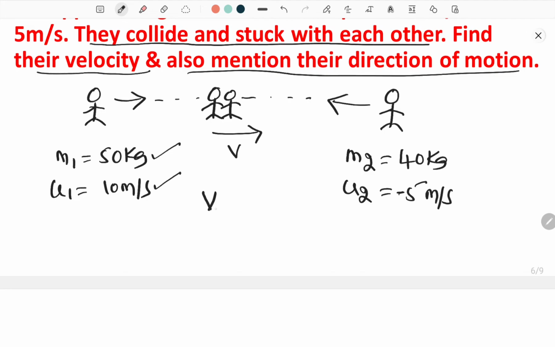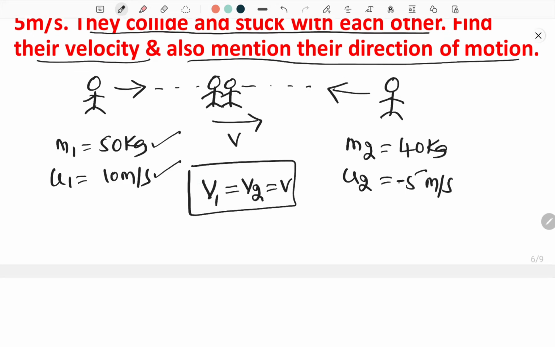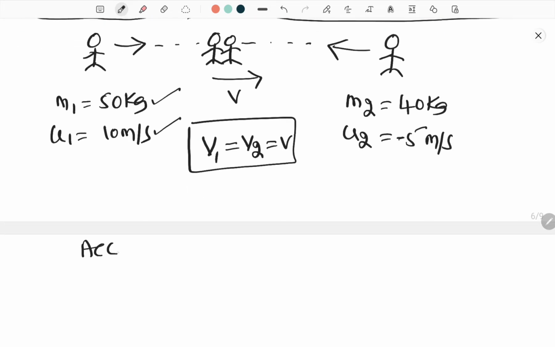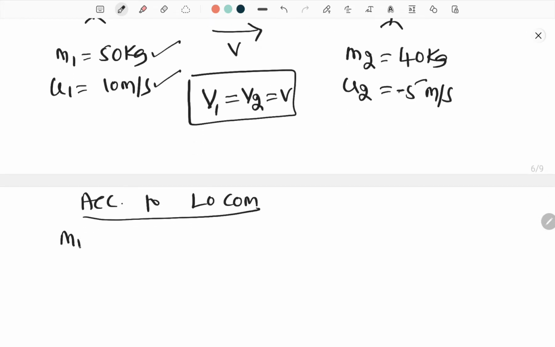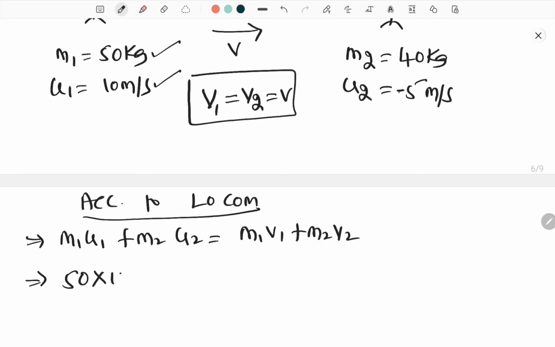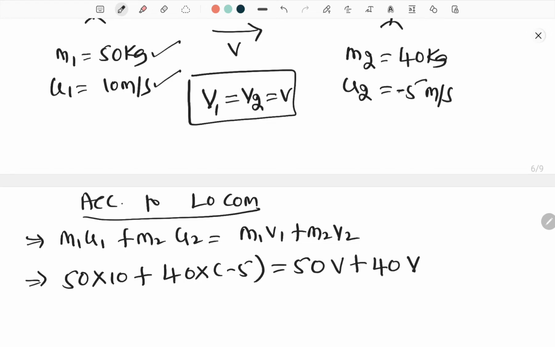Let us take that the final velocity of the first player and the final velocity of the second player are both the same, that is v. All right, now according to law of conservation of momentum, we are going to apply it as m1 u1 plus m2 u2 is equal to m1 v1 plus m2 v2. All right, so what is the value of m1? 50 kg, u1 is 10, m2 is 40 kg, u2 is minus 5, m1 is again 50 into v1 is v, plus m2 is 40, v2 is again v. All right, I hope all these things are clear.